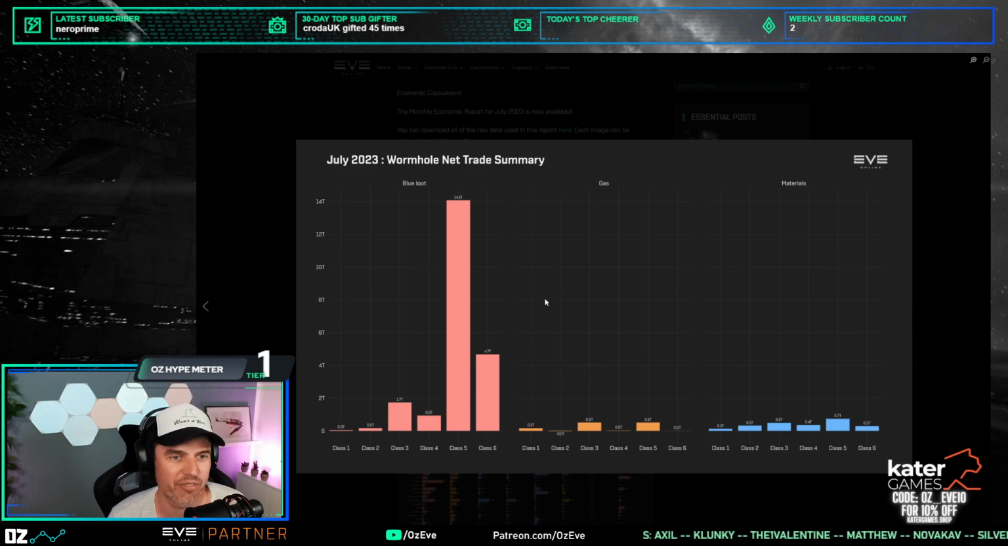So the income that wormholes have coming out of blue loot dwarfs the TTC's. It's apples and oranges, of course, right? Absolutely, but it's interesting to put those two into relation, because this wormhole stuff doesn't only go to wormhole corps. There are plenty of null corporations that are farming wormholes for profit, I'm sure. But this is massive. This is the backbone of money supply in EVE Online, right? As we saw by the ISK faucets.